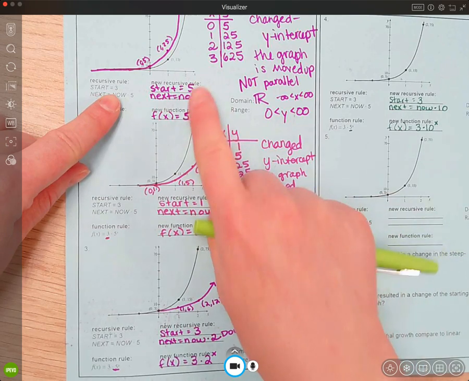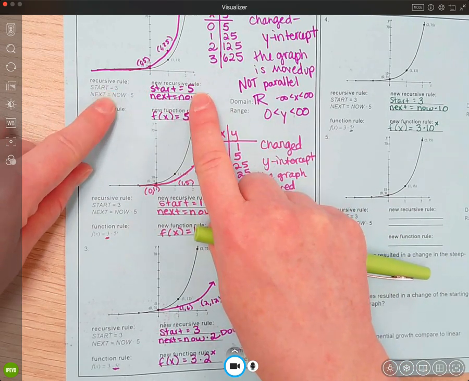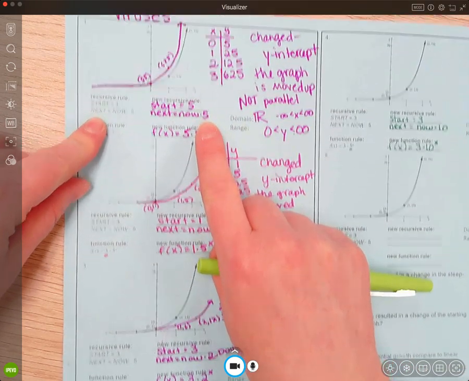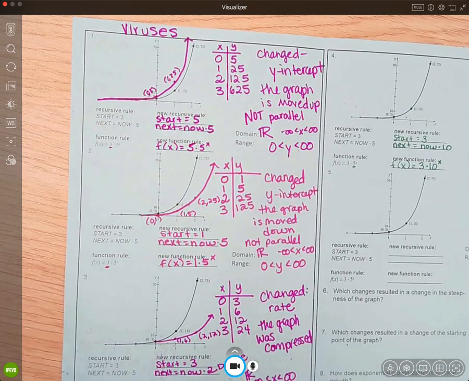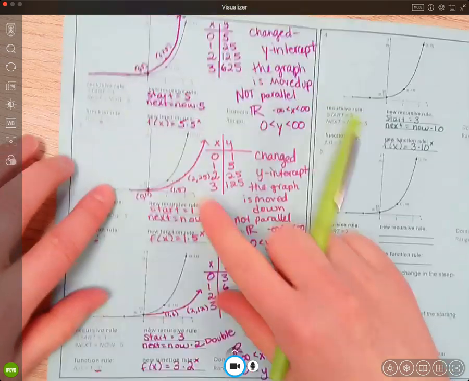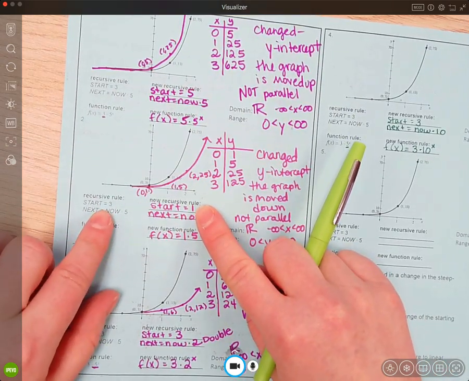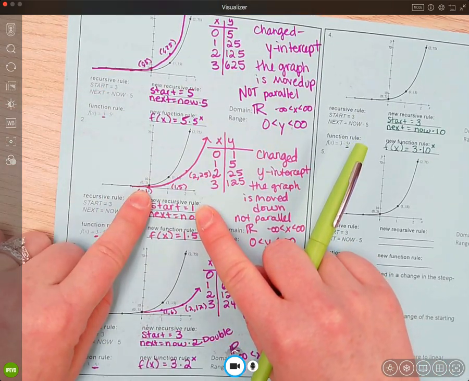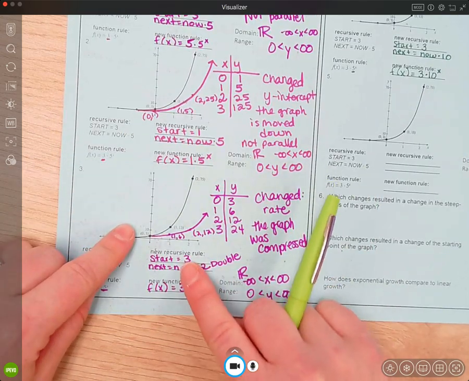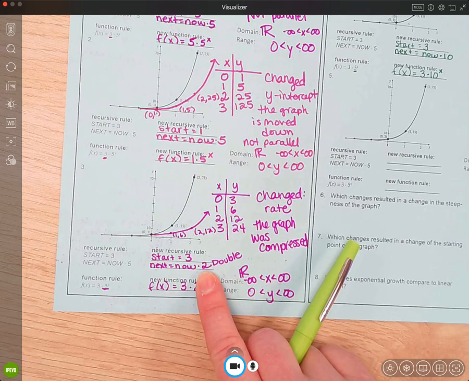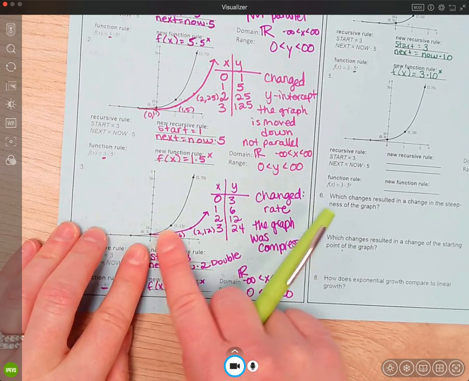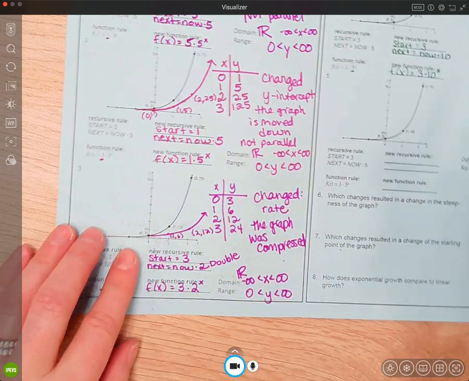Here we changed the starting amount from 3 to 5, but we still did the same rate. So that just made the graph translate up. Then the next one we started at 1 rather than 3, so that translated it down. And then the third one, we doubled it. So when you double, you're multiplying times 2. And so that is actually going up at a slower rate.